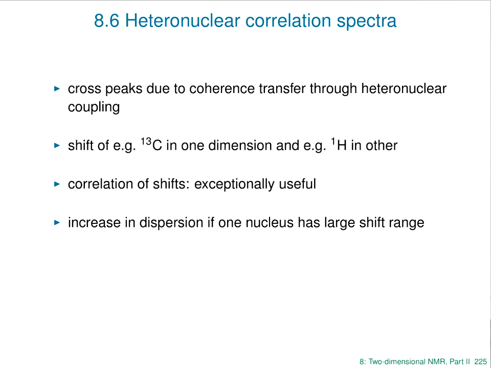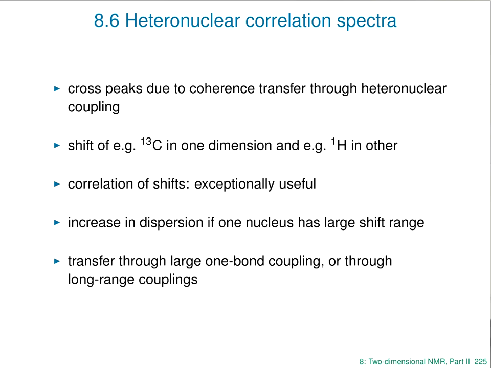It also has the nice feature that if one of the nuclei has a much larger chemical shift range than the other nucleus, then your peaks in a two-dimensional spectrum can be well dispersed. So this can give you an increase in resolution. These experiments work most straightforwardly if you transfer through one-bond couplings, because they tend to be large and rather constant from one molecule to another. But as I'll show you, you can also do them through transfer through long-range couplings. So these are quite flexible experiments, and I think after COSY, they're certainly the most widely used.